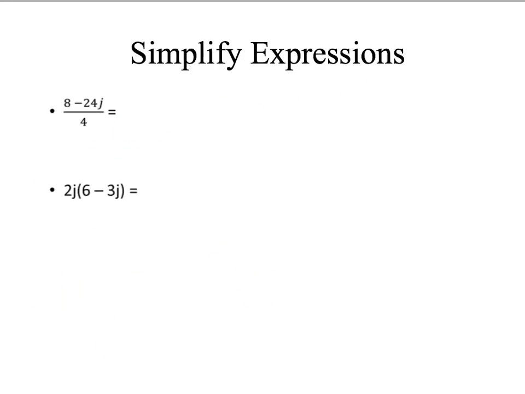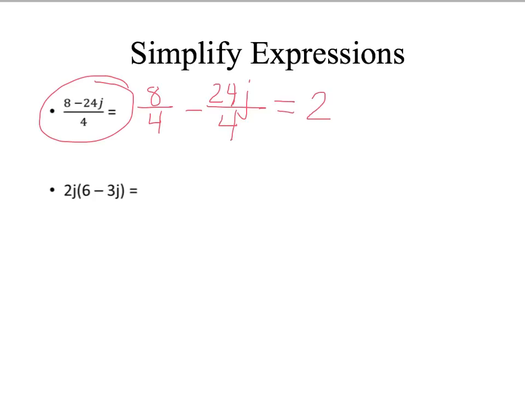To simplify expressions, here if we have a division problem, I'm just going to separate this 8 over 4 minus 24j over 4. And then I can divide: 8 divided by 4 is 2, and 24 divided by 4 is 6, so that's 6j, minus 6j.